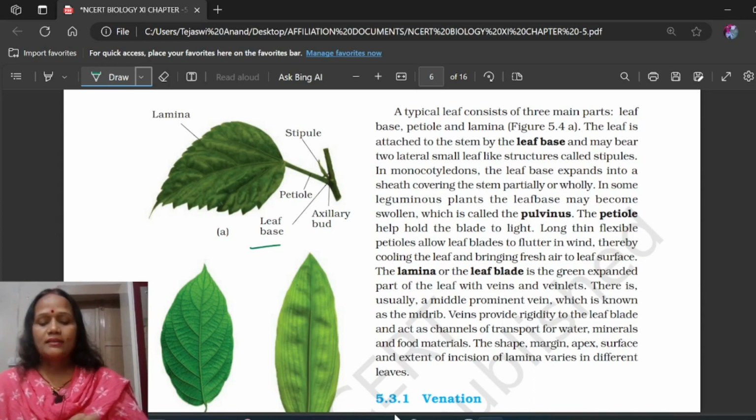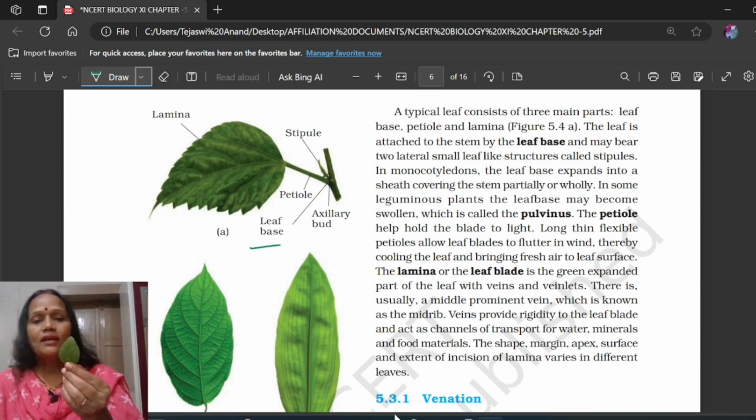If we see that this is the leaf of a China rose, you can see here the leaf of China rose, that the entire margin is called serrate. A typical leaf has three main parts. There are so many parts, but the main parts that you have to study are these three parts. One is the base, leaf base, the stalk of the leaf which is known as petiole.